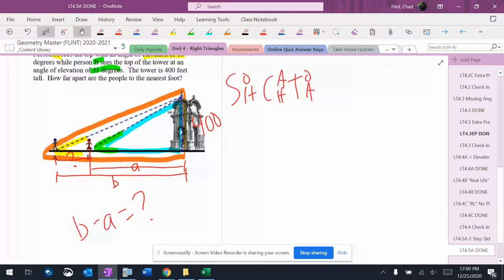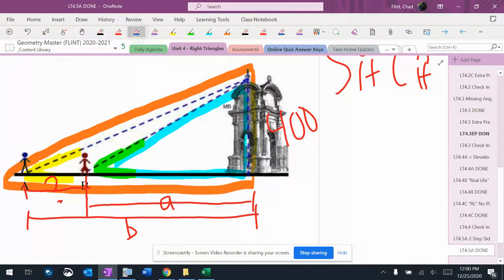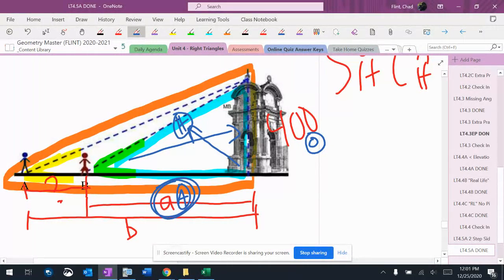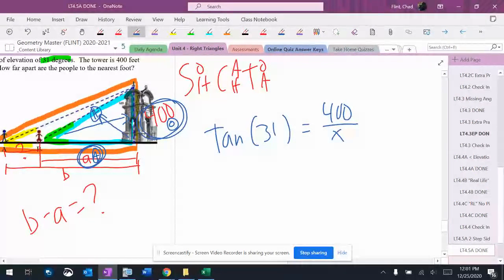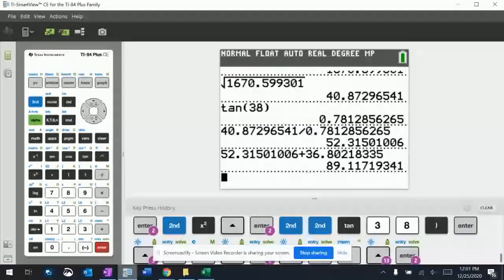Let's do the blue triangle first. So the blue triangle: hypotenuse is over here, opposite is over here, adjacent's down here. I want to know the adjacent, and I know the opposite, so we're back to a tangent problem. The opposite's 400. The angle is 31. I don't know the adjacent. Put it over 1 and cross multiply because I know the angle.